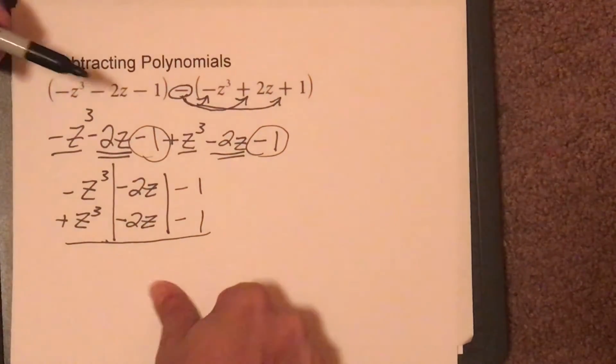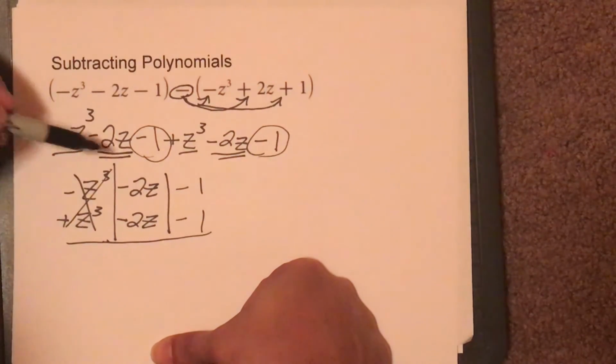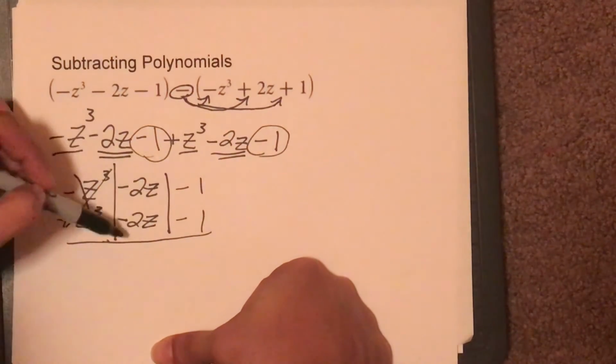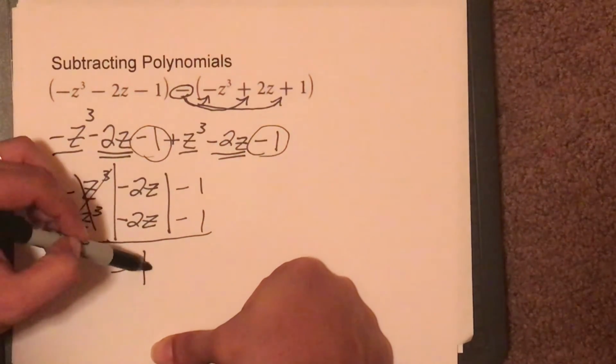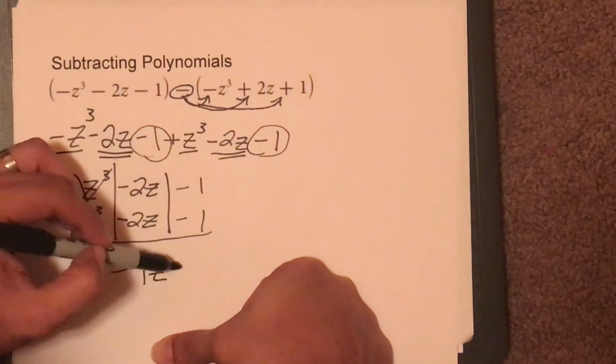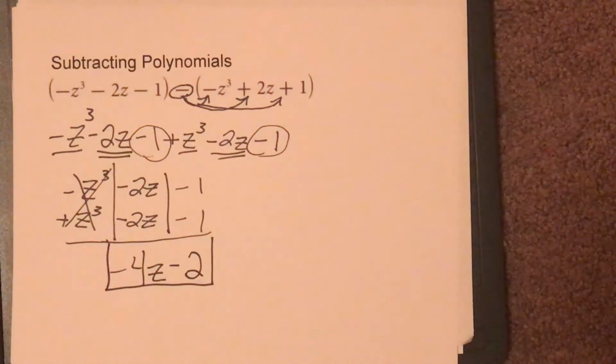Now we'll perform the operations. Opposites are going to cancel each other out. 2 negatives with 2 more negatives gives you negative 4z. And this will give you negative 2.